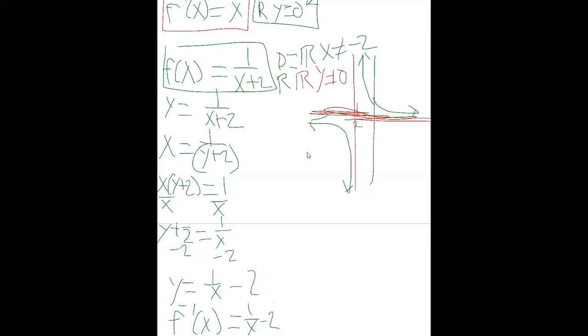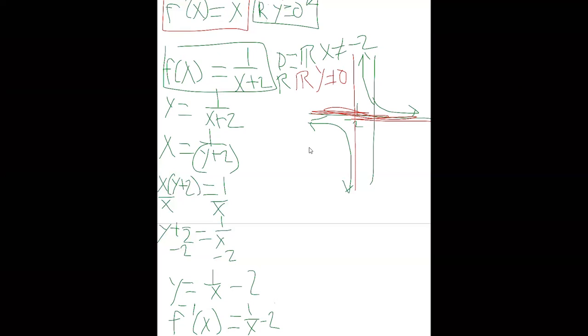Like 1 over what would equal 0? 1 over 1 is 1. You can't come up with something that would equal 0. The only way to have 0 for a fraction is 0 over something. So if you have 1 over something, it's never going to be 0 over something. So this is our restriction.